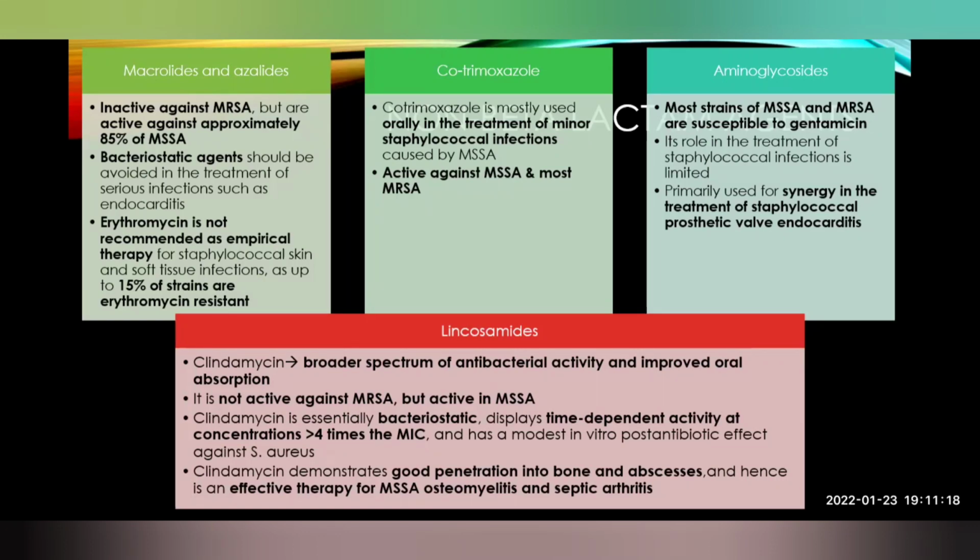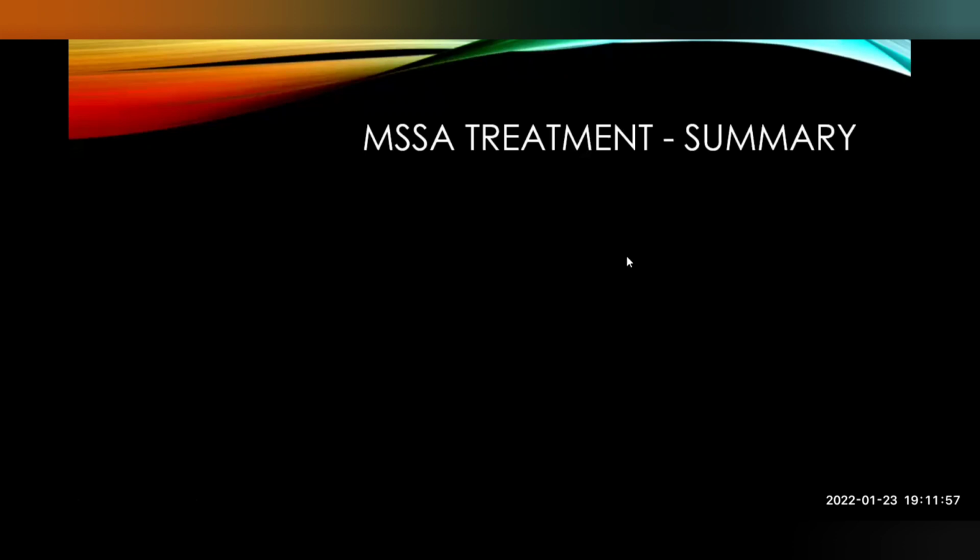So where does clindamycin come into the picture? One most important place where clindamycin is used is where you desire an anti-toxin effect. Like I have mentioned, in Staphylococcus infections, apart from direct invasion, there are your toxin-mediated effects. So wherever you want an anti-toxin effect, you can use your clindamycin. And they have good penetration into your bone and your abscesses, and hence it can be used in cases of MSSA osteomyelitis and septic arthritis.